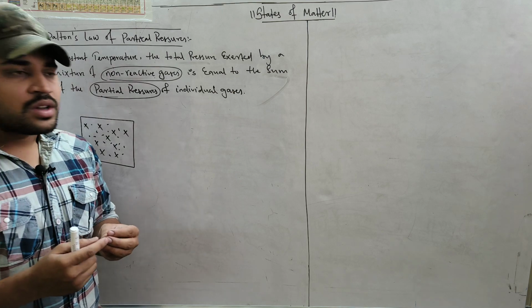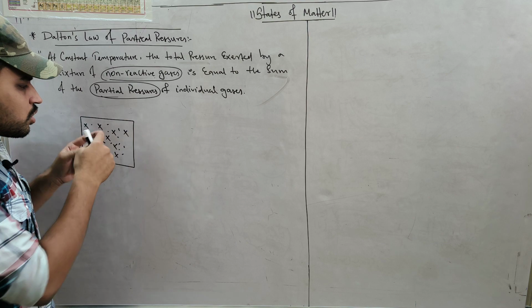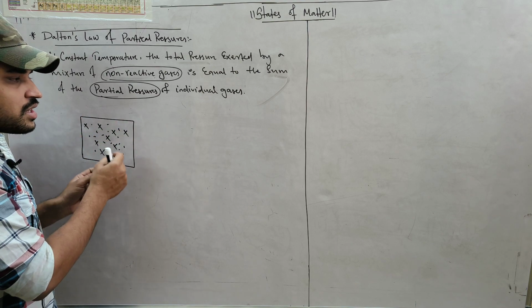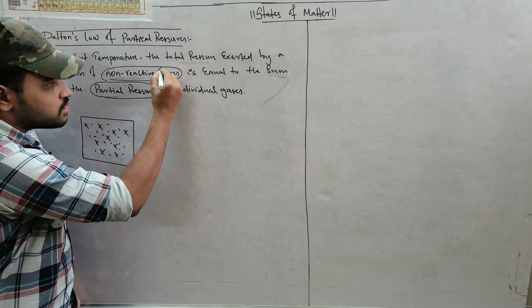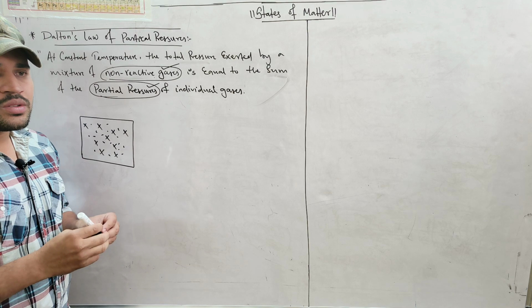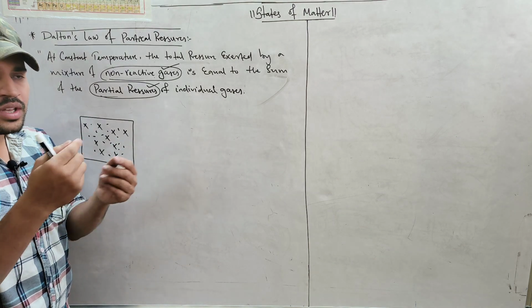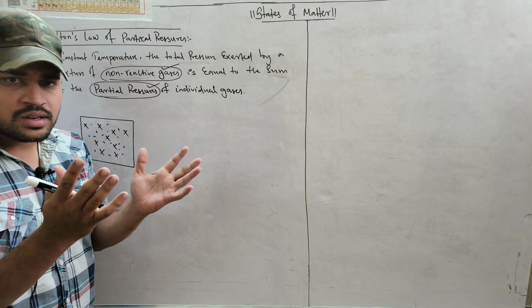So what does it mean? That means when two non-reacting gases have been enclosed, the total pressure they are going to exert is equal to the sum of their partial pressures. Here, 2 points we have to understand. One is non-reacting gases, another one is partial pressures. So we know that when two gases are non-reacting, they're not reacting and not producing any other compound, so those two gases are non-reacting.